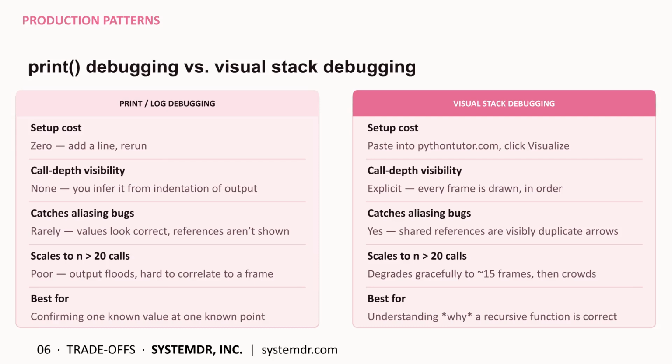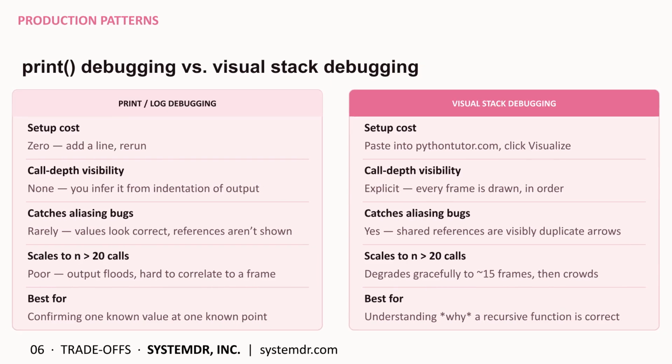So how does this compare to the debugging most of us default to, scattering print statements through the code? On setup cost, print wins outright. Add a line, rerun, done. Visual debugging asks a little more of you. Paste the code into a browser tool first.